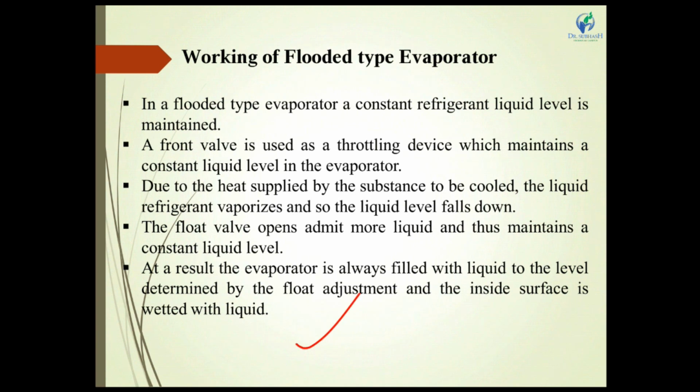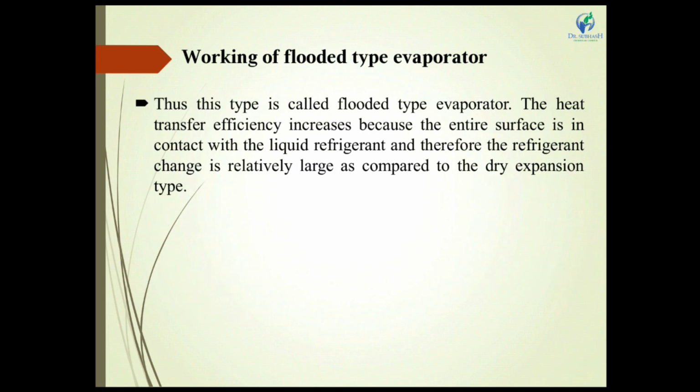We adjust how much liquid level we require to enter the evaporator by the float valve. Thus this type is called a flooded type evaporator, because we use a float control valve to maintain a constant liquid level in the float chamber. The heat transfer efficiency increases because the entire surface is in contact with the liquid refrigerant in the evaporator, and therefore the refrigerant change is relatively large compared to the dry expansion type.